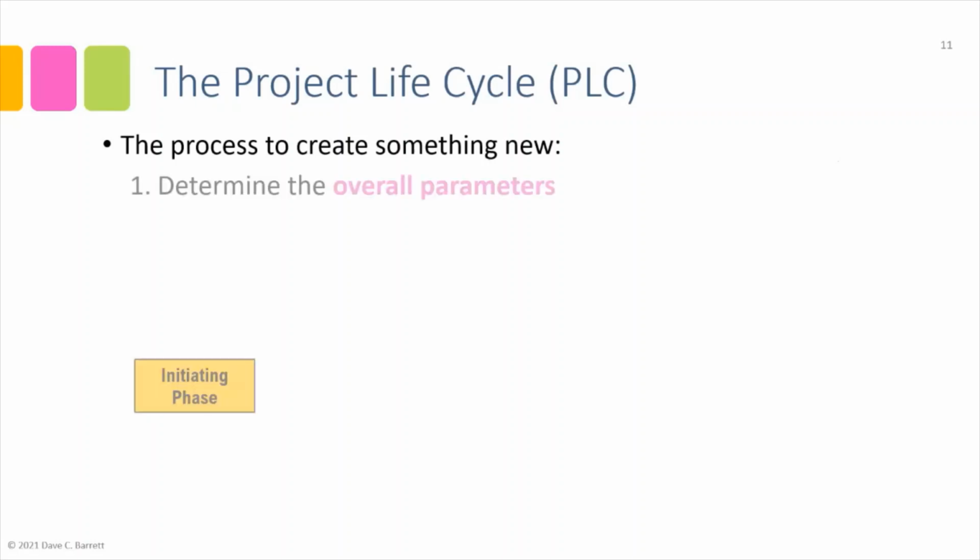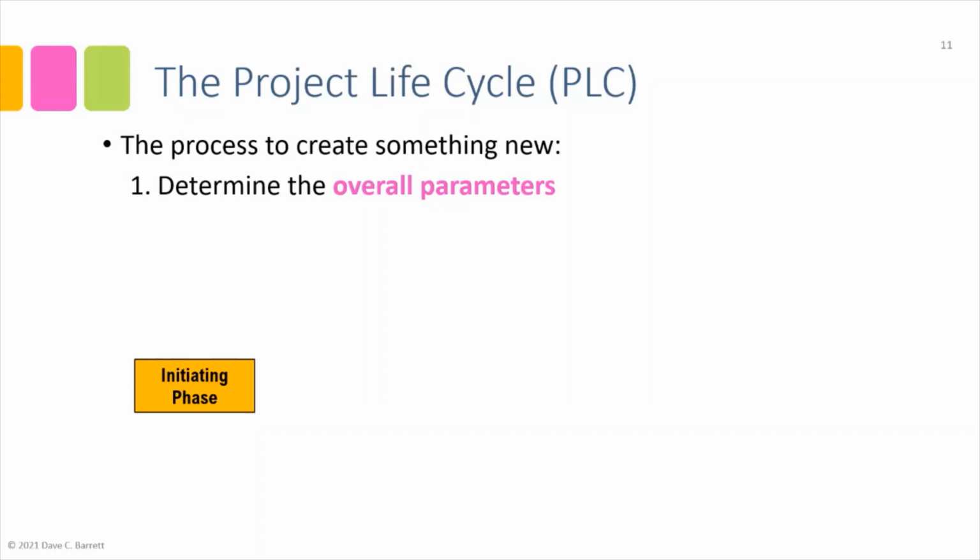Well, step one, determine the overall parameters. Think about, well, when do I need to have this complete by? What are my overall objectives that I'd like to do? Is there a certain amount of budget or money that I can use to complete this? So there's overarching parameters. And so that's step one.